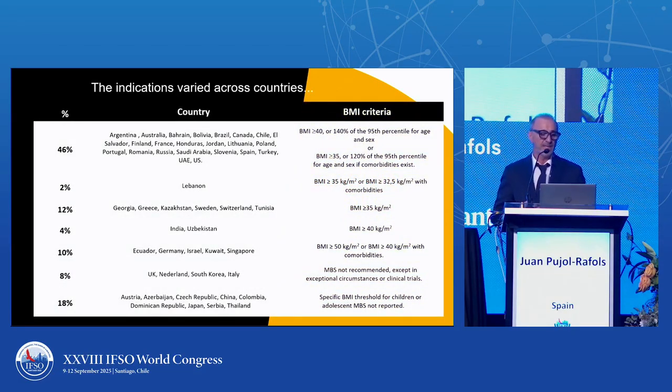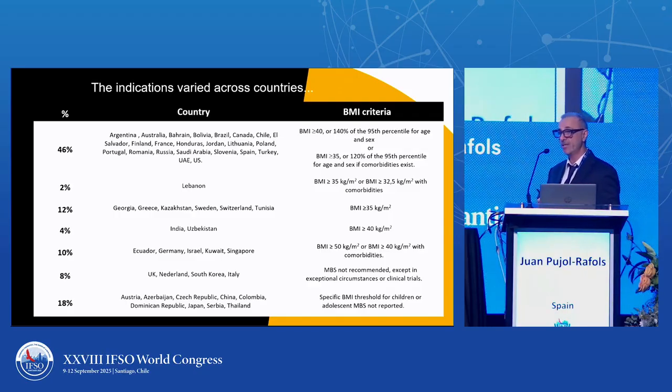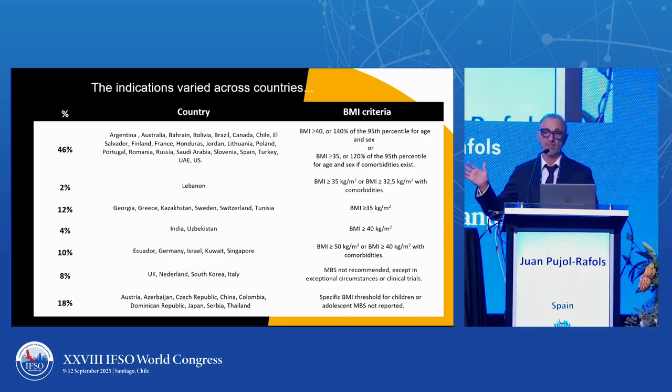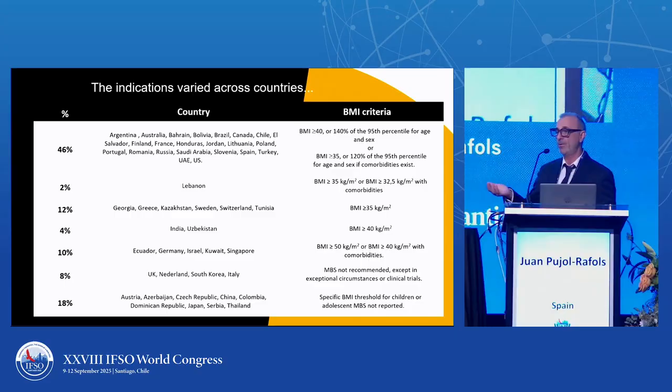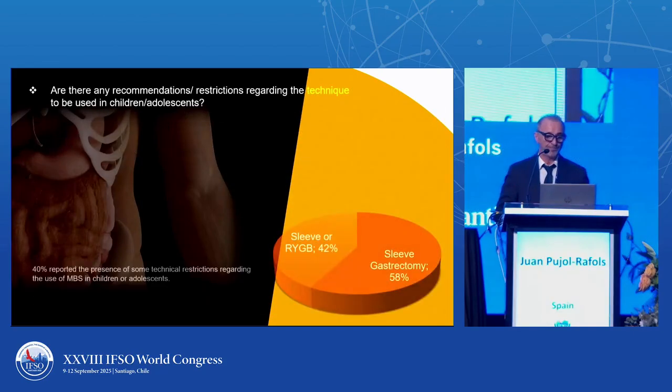But here also, the indications varied across countries. Whereas some countries do follow the international recommendations, others did not. Especially, there are some countries, 14% of the countries, that recommend surgery but only for those people who have a higher BMI, over 40, or 40 with comorbidities, or even 50. And finally, there's 8% of the countries, such as the UK, the Netherlands, South Korea, or Italy, that recommend not to perform surgery in these adolescents or young people.